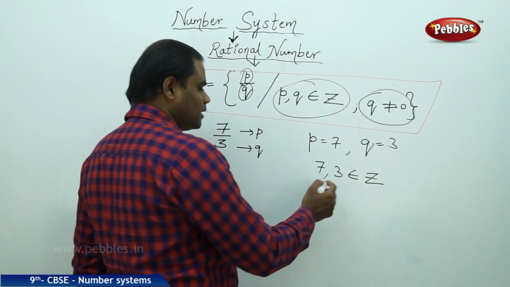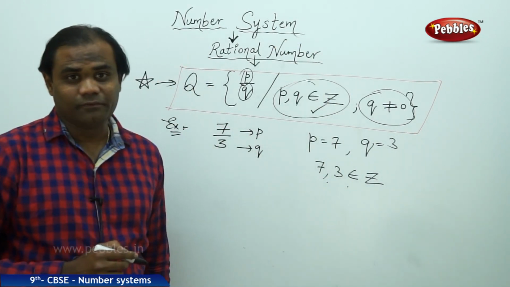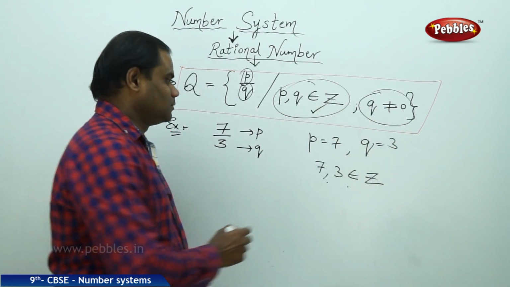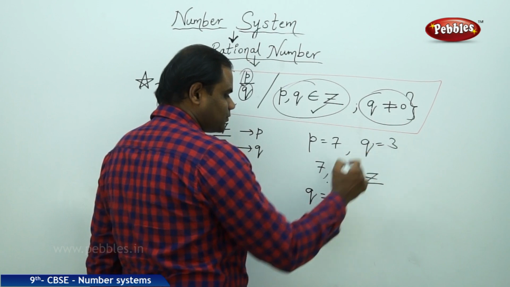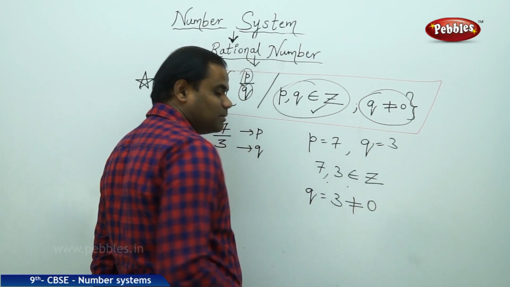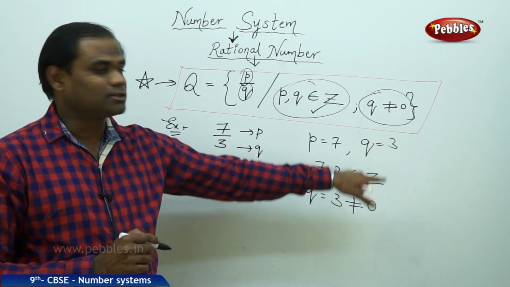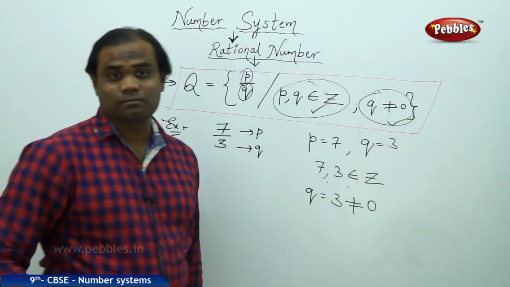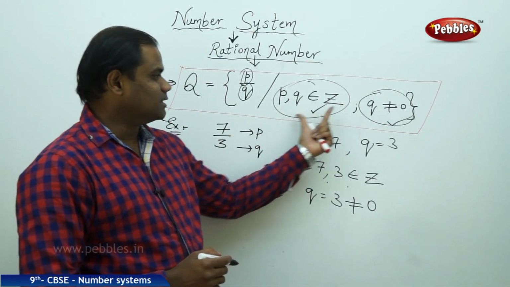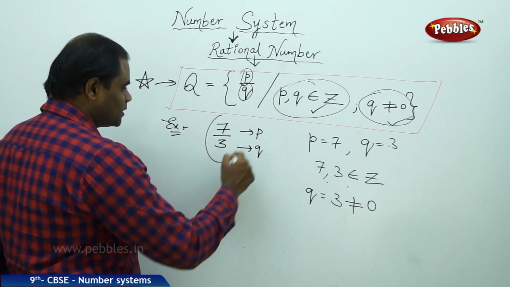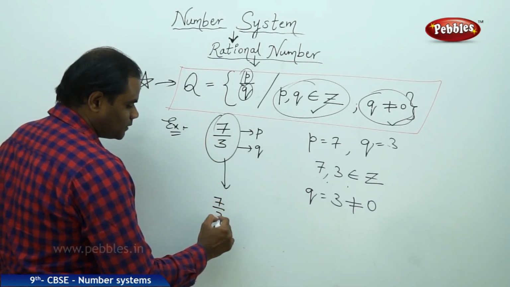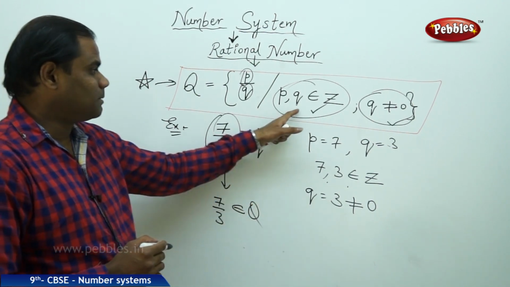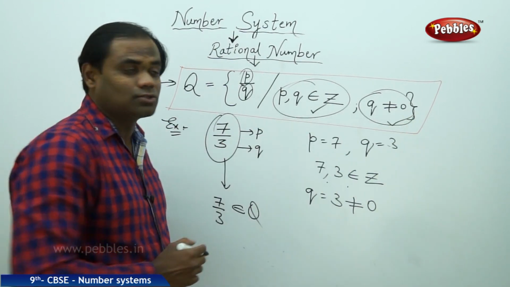So therefore, P and Q are integers is the first test which this passes. Secondly, the rule 2 being Q. So let's see what is Q here. Q is 3, and we know that the number 3 can never be equal to 0, and therefore Q is not equal to 0, and this number also passes test number 2. So with the passing of the two tests, I can proudly say that 7 over 3 is a rational number, belongs to Q, because it passes through test 1 and test 2.